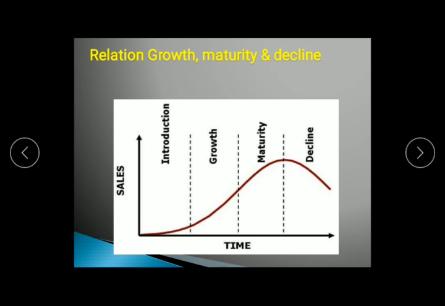So the declination phase is the indicator that tells you when you have to launch the new product, or when you have to launch a new version or new feature of the product, so that this graph can change from a negative slope to a positive slope. This is the graph for the product life cycle, which is different for each type of product.